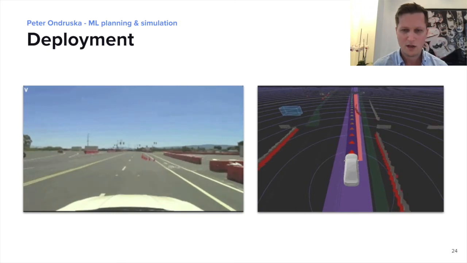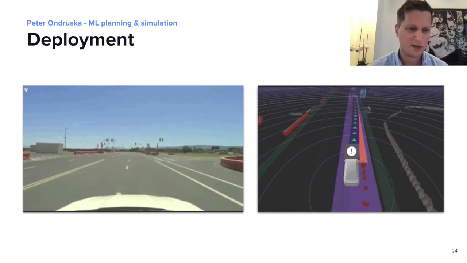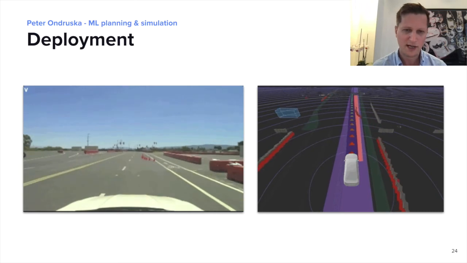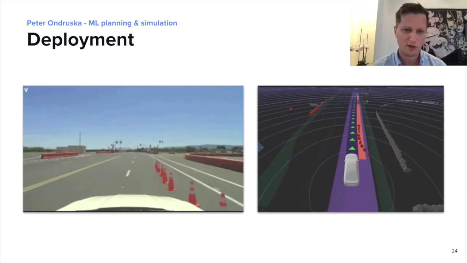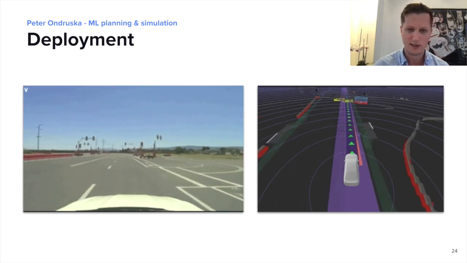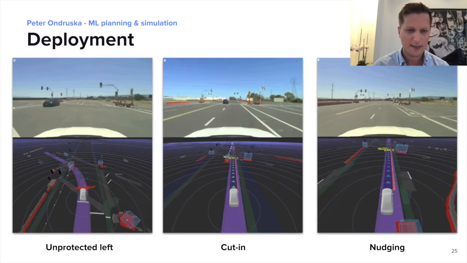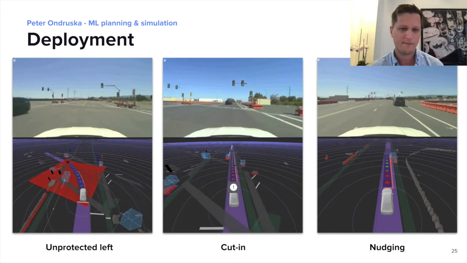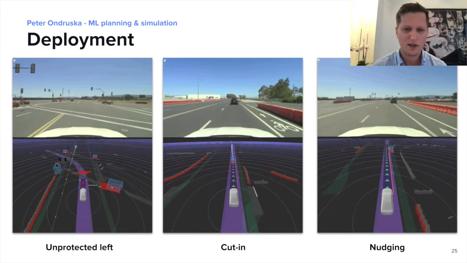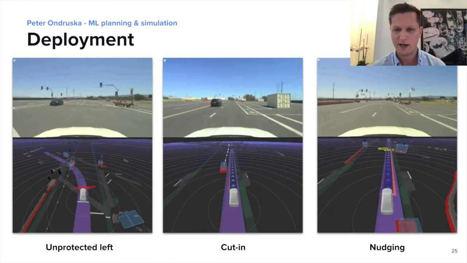Next, this is how it looks when you put it on real cars and let the network drive a real car. So here is a scenario where the car is nudging around a row of cones that are blocking the way, and this is also learned from the demonstrations captured in the world. Here are a few more examples of handling an unprotected left turn, handling a cut-in, and also nudging around vehicles.